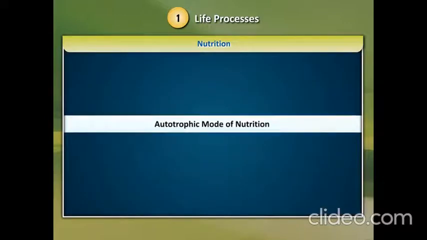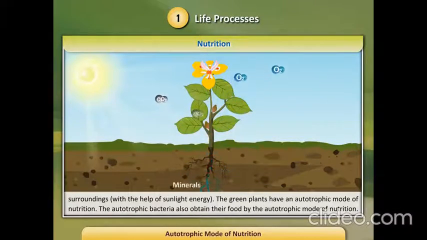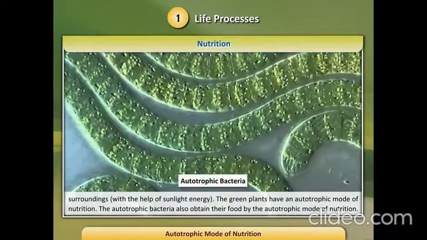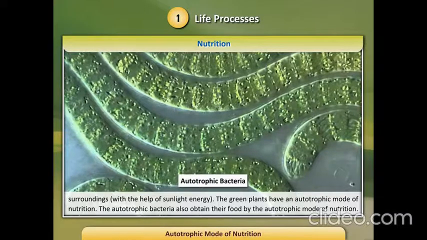Autotrophic mode of nutrition. Autotrophic nutrition is that mode of nutrition in which an organism makes or synthesizes its own food from the simple inorganic materials like carbon dioxide and water, present in the surroundings with the help of sunlight energy. The green plants have an autotrophic mode of nutrition. The autotrophic bacteria also obtain their food by the autotrophic mode of nutrition.